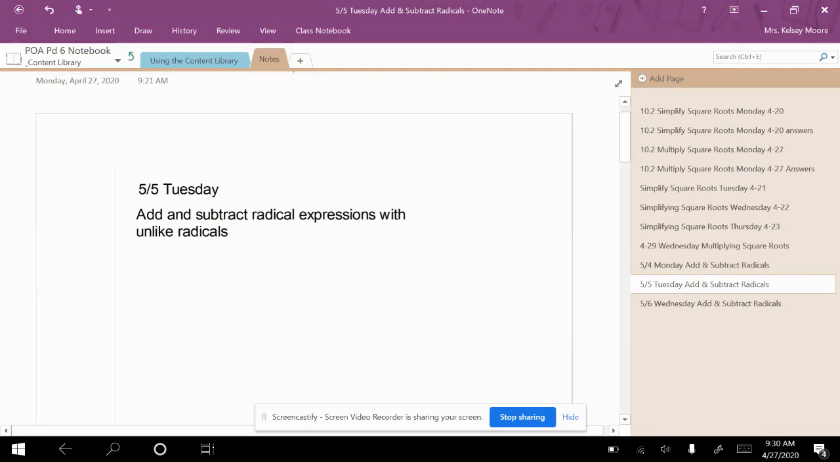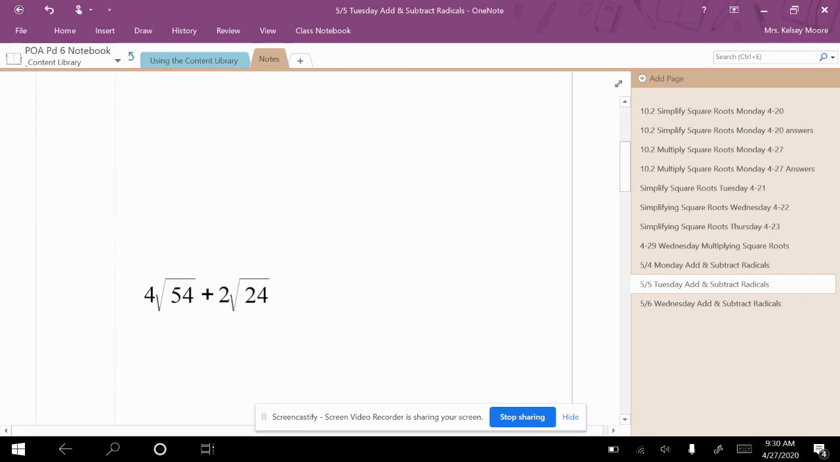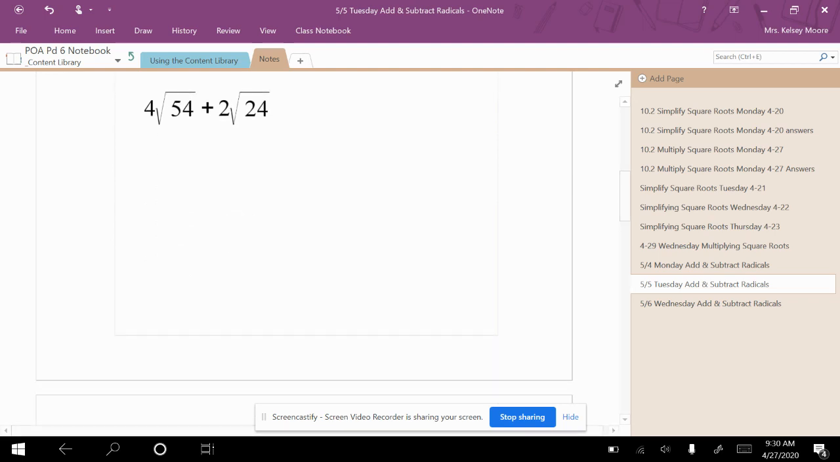Okay, this video is adding and subtracting radicals with unlike radicals. So you're going to have to take what you learned last week about simplifying radicals and then add them together. If you take a look at this first example, you have 4 square root of 54 plus 2 square root of 24. You can't add those together because those are not like radicals.